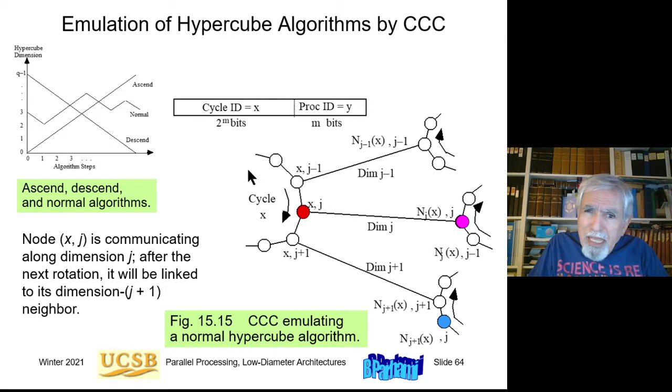Okay, if I wanted to do descend, then rotation in the cycle would occur in the opposite order. If I want to do normal algorithm, then I would have rotations in various directions. So from j, I go to j minus 1, I go to j. If I want to go back to j minus 1 in the next step, I have to reverse the direction of the rotation. But the next dimension along which I need to communicate is always one hop away in the cycle, and therefore that's why normal algorithms are suitable for this kind of emulation. If the dimensions along which I communicated were just randomly chosen, then I would need multiple rotation steps between the communication steps, and that would be slower.